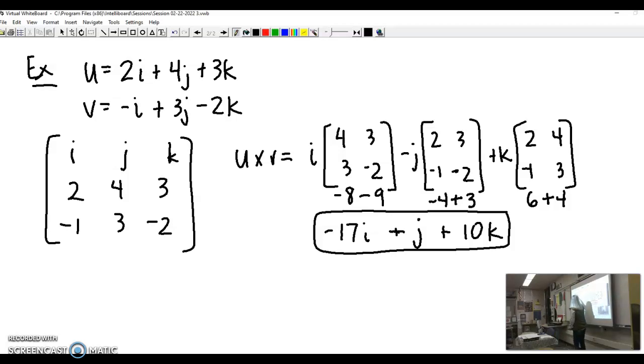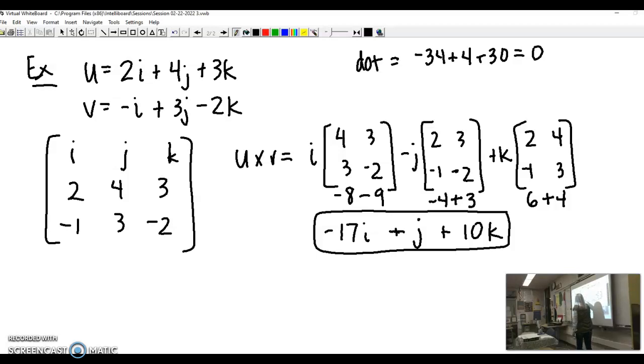So if I check this vector with either one of these, let's just do it real quick. Negative 17 times 2, 1 times 4, 10 times 3. What do I get for my dot product? So if you check the dot product, you get 0.